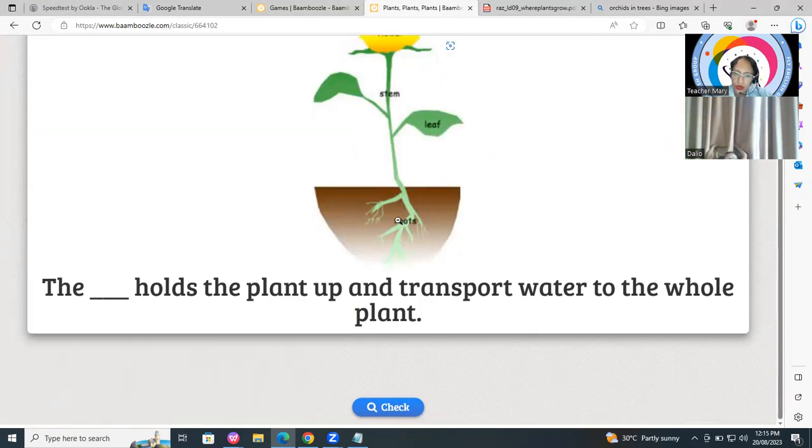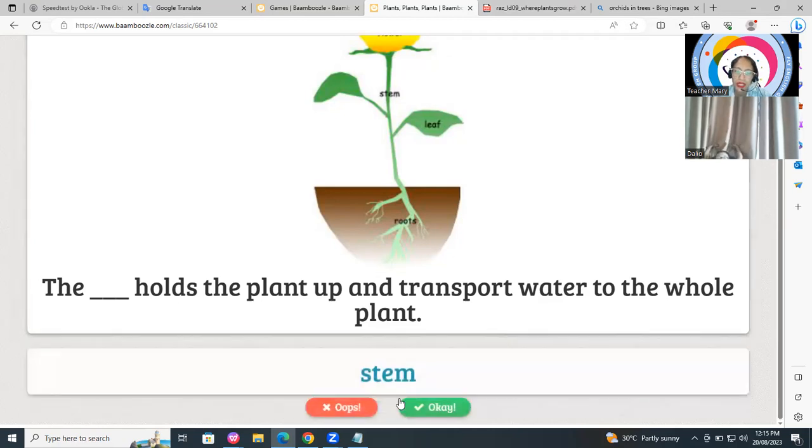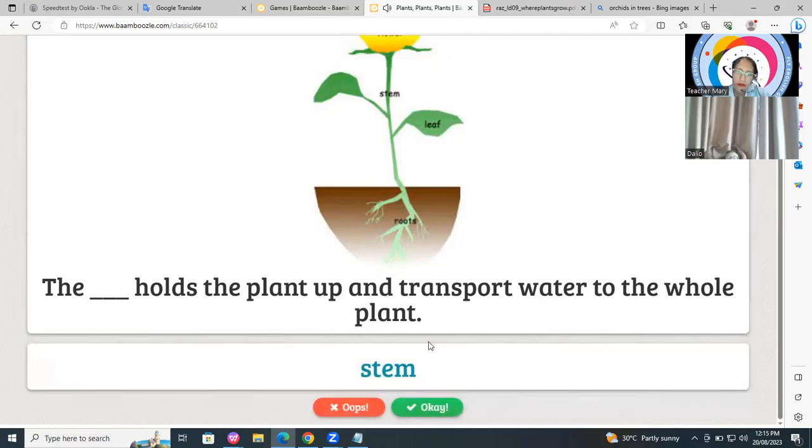This is the roots, okay? Roots hold the plant and transport water to the whole plant. Oh my god, it's stem. It holds the plant. Okay, you understand the word stem? Yes. Okay, this is the stem. So it transports water to the whole plant.